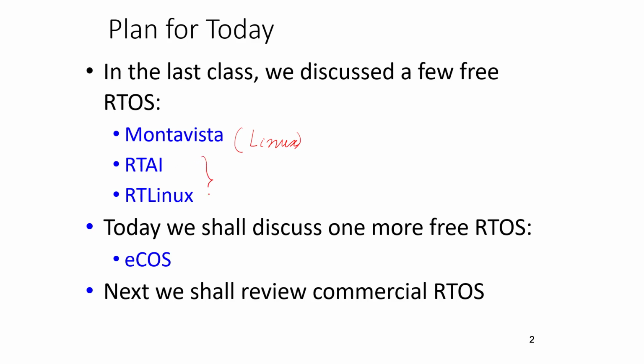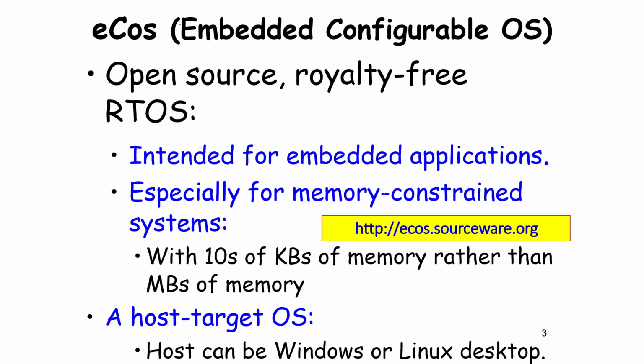We did discuss RTAI and RT Linux, which were a combination of patches and dedicated kernel modules, which relegated the kernel pretty much to the lowest priority real-time task. So in this lecture today, we'll discuss one more free RTOS, E-cos, and then get into reviewing a few commercial RTOS. So let us look at E-cos, the embedded configurable OS.